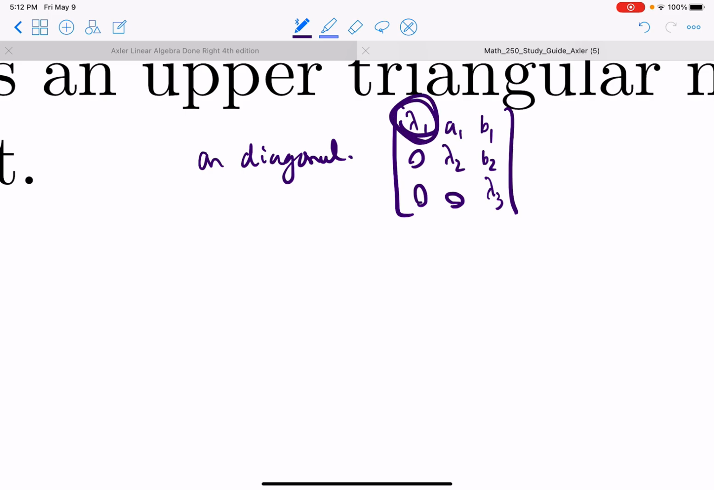It's clear that v1 is an eigenvector, but it's not clear that lambda 2 is an eigenvalue. So what do we have to do?